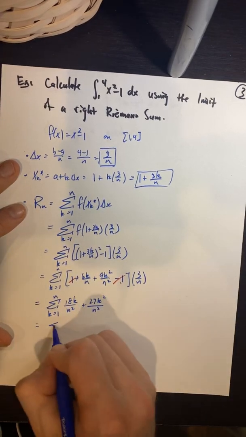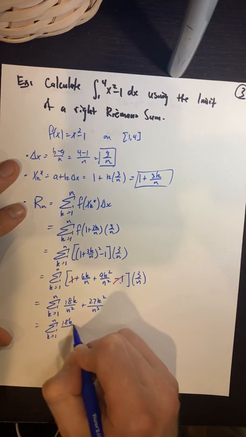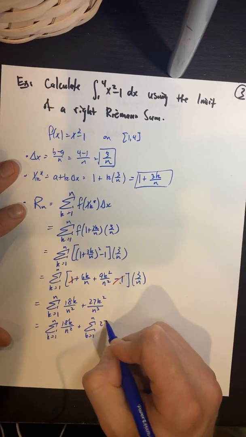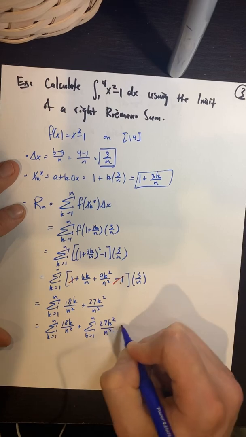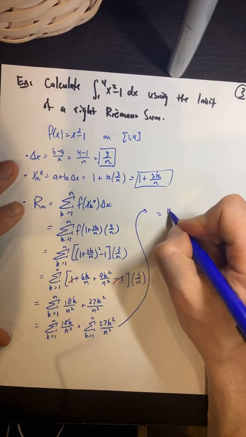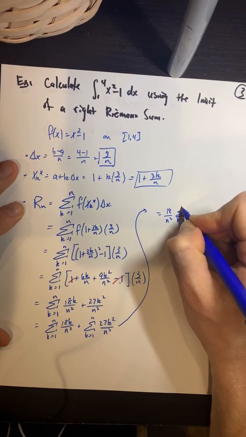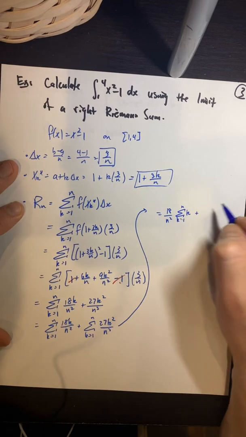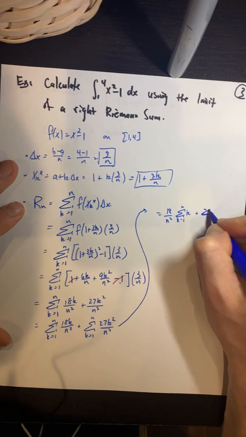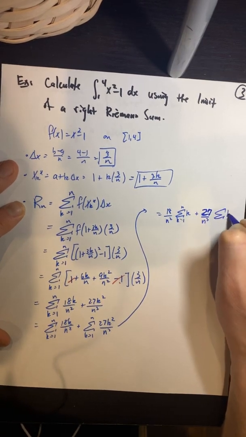Split the sum. So this would be the sum of 18k over n squared plus the sum of 27k squared over n cubed. I'll bring this up here. We can factor out anything that doesn't depend on k. So I'll get 18 over n squared times the sum from k equals 1 to n of k, plus 27 over n cubed times the sum of k squared.